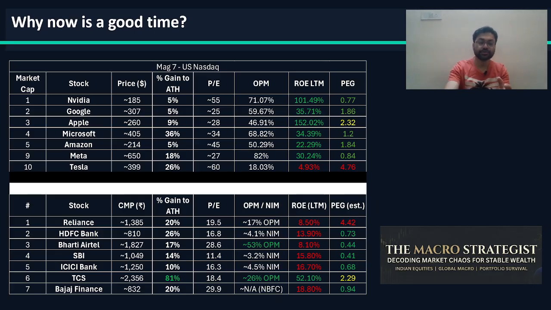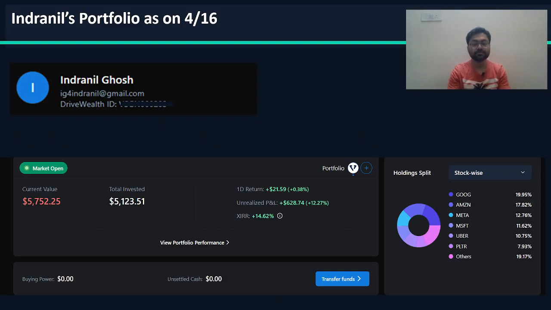So let me now show you how I have started building my position by investing $5,000. This is my portfolio as of yesterday. You see that is my name, and I have just blurred out the Drive Wealth ID, which is associated with Vested. I use Vested, but you can choose any broker that you feel is right. I have no recommendation for you. You can consult your financial advisor for that. I'm not selling anything to you, but I generally use Vested and I like it.